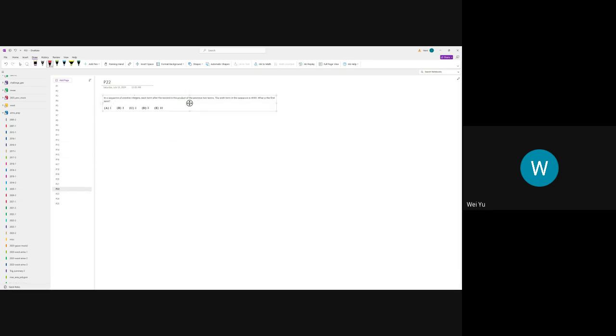In a sequence of positive integers, each term after the second is the product of the two previous terms. The sixth term is 4,000, and we have to find the first term. So let the first two terms be a and b. The third term is ab. The fourth one is ab squared. The fifth one is a squared b cubed. The sixth one is a to the 3, b to the 5.